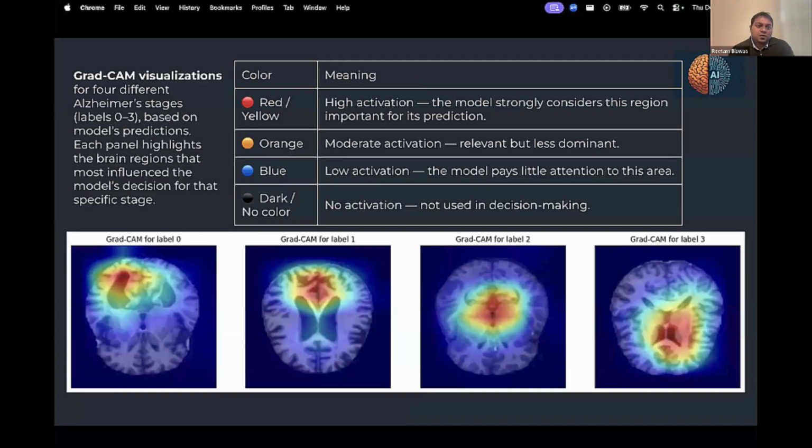And there is another option to visualize through GradCam. GradCam is similar to SHAP. We have the red and orange areas, which are highly used for the prediction, whereas the blue or darker areas have not had much impact on the decision making.